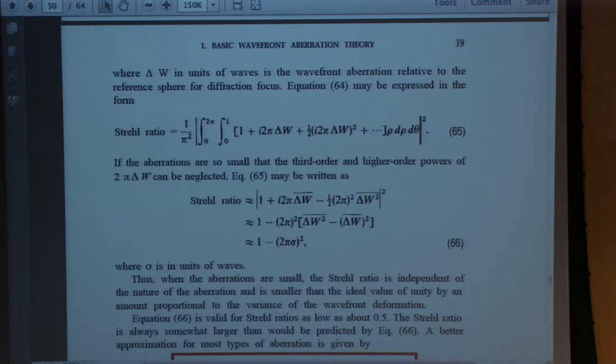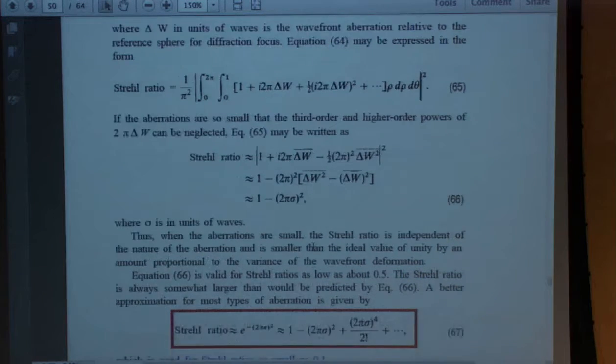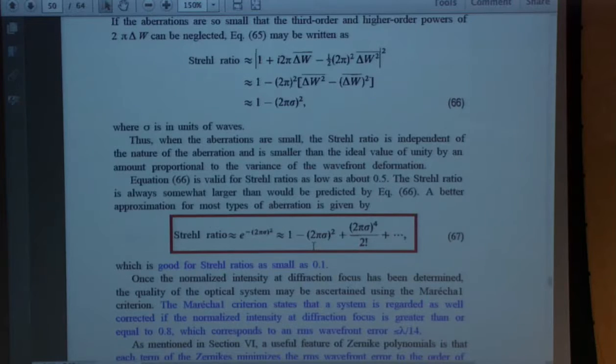And if we go back and look at sigma, that was just the quantity for sigma. And so the Strehl ratio here, this is an amazing and very interesting result, is that for small wavefront aberrations, the Strehl ratio is approximately equal to 1 minus 2 pi sigma squared, sigma being in units of waves here.